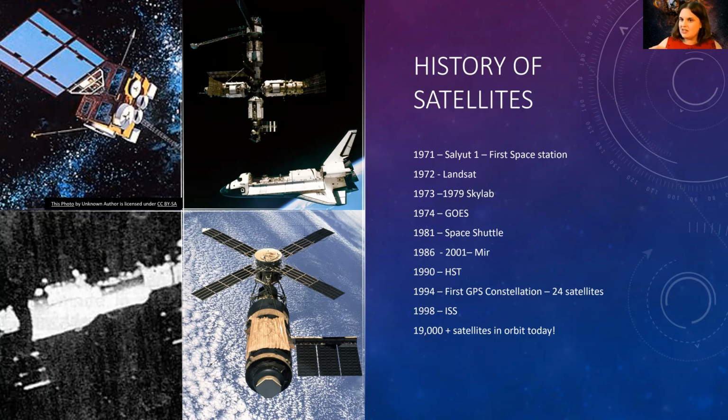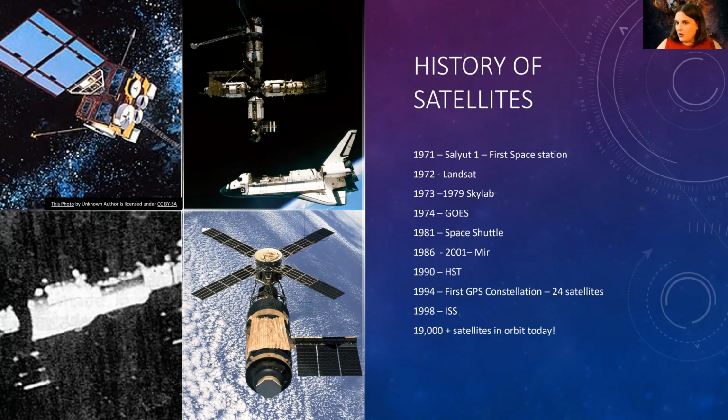The next satellite that was launched that was a major breakthrough was Landsat. It was the first global surveyor type of satellite to image our Earth and see how it looks. And from 1973 to 1979 was the United States version of Salyut 1, the first space station, Skylab. That's where we did a lot of different experimentation for the United States that would then lead us towards developing the International Space Station, which you can see near the bottom.